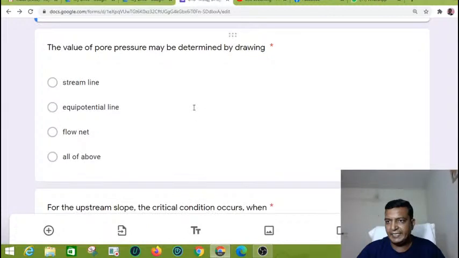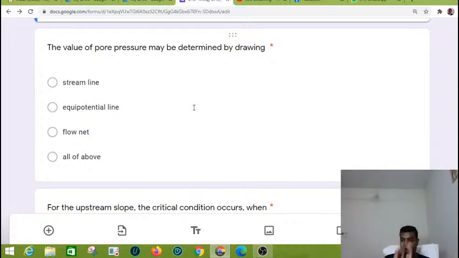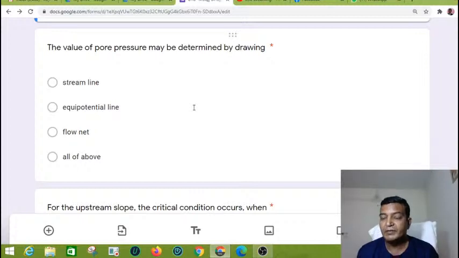Next, the value of pore pressure may be determined by drawing: streamline, equipotential line, flow net, all of the above. The value of pore pressure may be determined by drawing. Put up your options over here. Write your options in chat box.